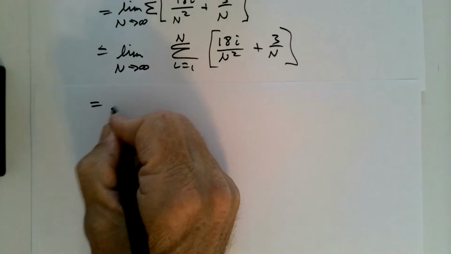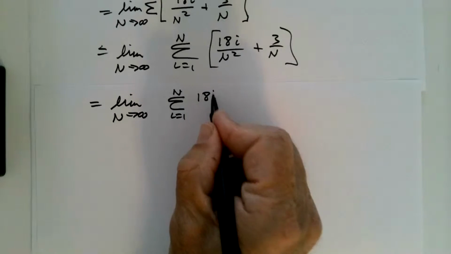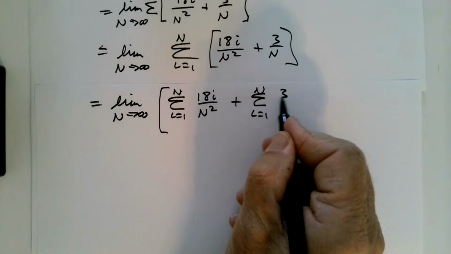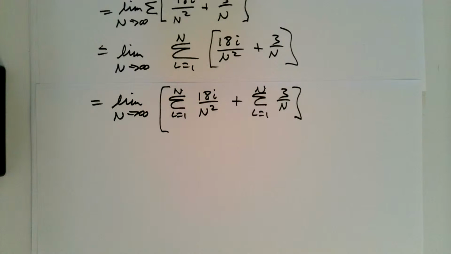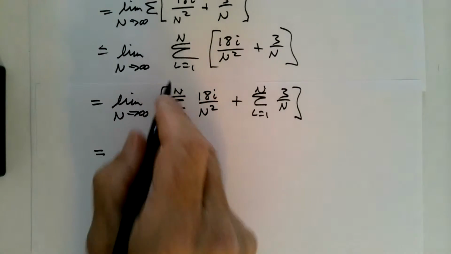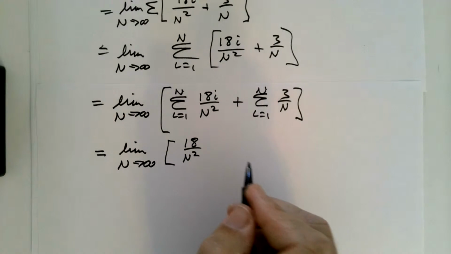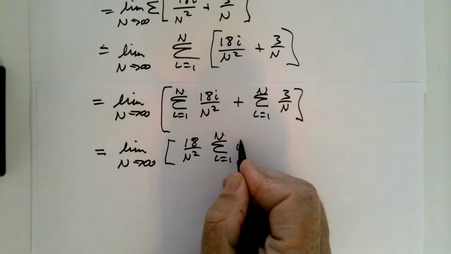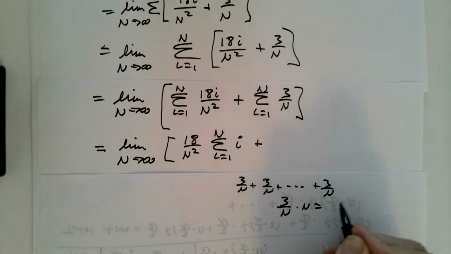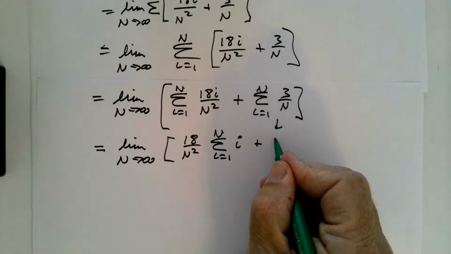What is that going to look like? This equals the limit as n goes to infinity of the sum as i goes from 1 to n of 18i over n squared plus the sum as i goes from 1 to n of 3 over n. Now I need a little bit of algebra work here to recognize that we can pull constants out in front. So I'll pull the 18 over n squared out in front of the sigma sign. So I get the limit as n goes to infinity, 18 over n squared times the sum of i. And 3 over n plus dot, dot, dot plus 3 over n, n times, the answer is just 3. So this piece just becomes 3.